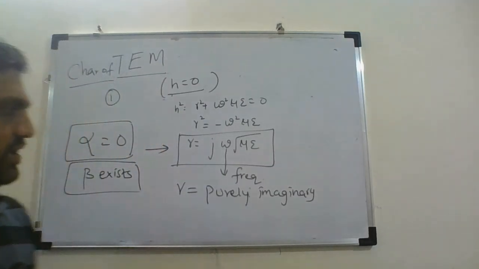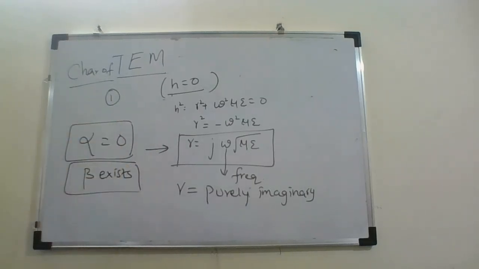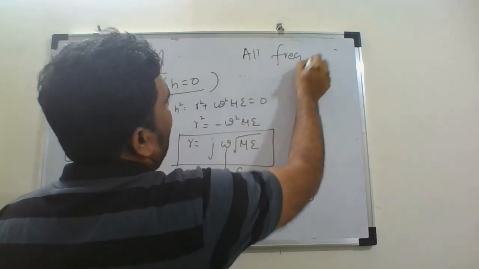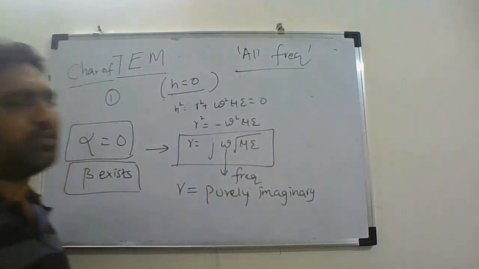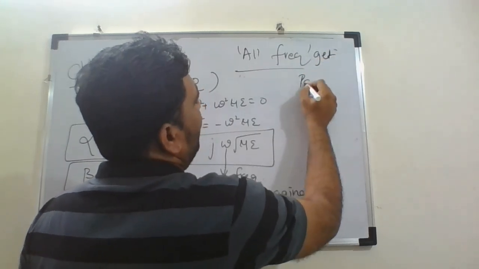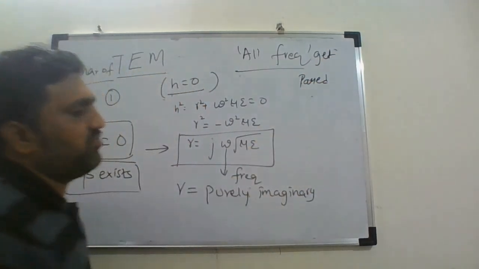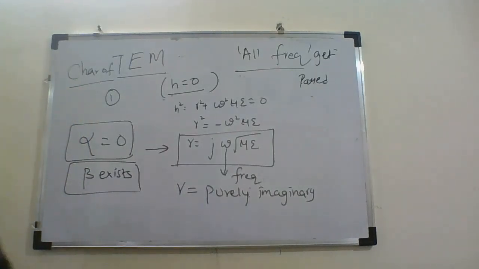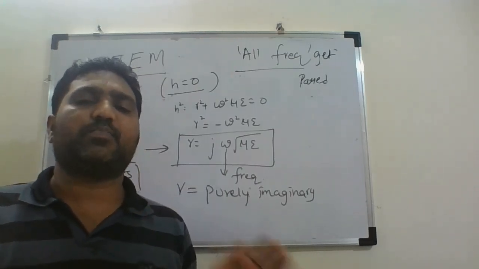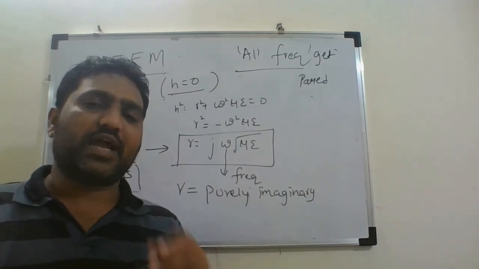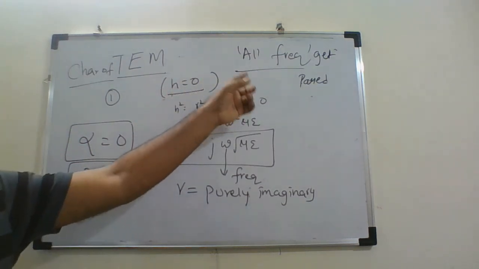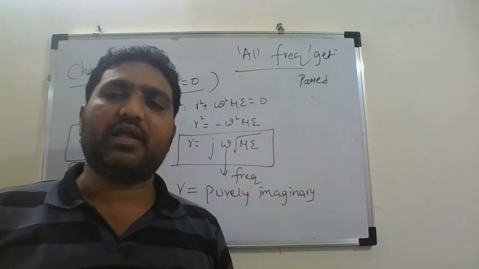That is why this TEM mode of propagation can propagate all frequencies. There is no lower limit, no cutoff frequency or minimum frequency. All frequencies get passed through the waveguide. Every frequency gets passed through the waveguide. That is the special feature of the transverse electromagnetic mode.